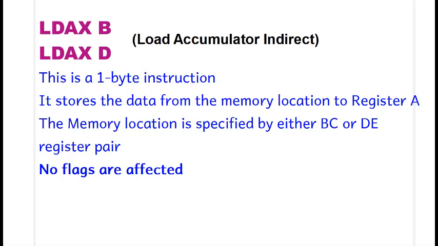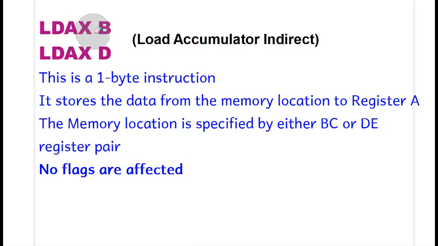Now the full form of this is load accumulator indirect. So this is a 1 byte instruction. It stores the data from the memory location to register A. So in this particular instruction, the data from the memory location is stored in register A. And because there are many memory locations, which memory location? In this case, the memory location is specified by either the BC or the DE register pair.